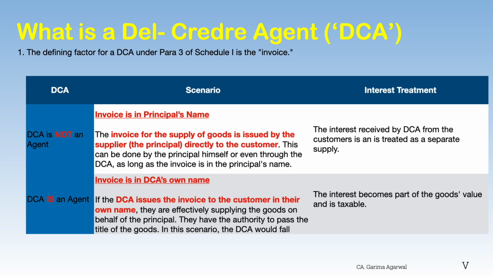This means that any supply of goods between the principal and that DCA, even if it is made without consideration, would be deemed as a supply.